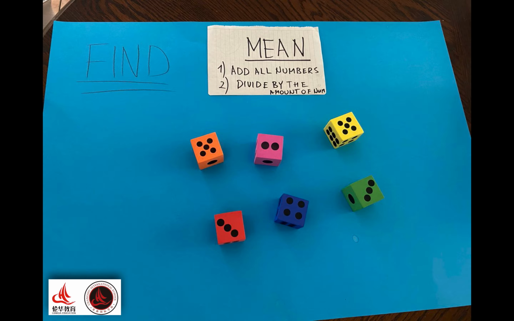22. Now let's divide 22 by 6. And we should get about 3.6. So the mean should be 3.6. Okay?